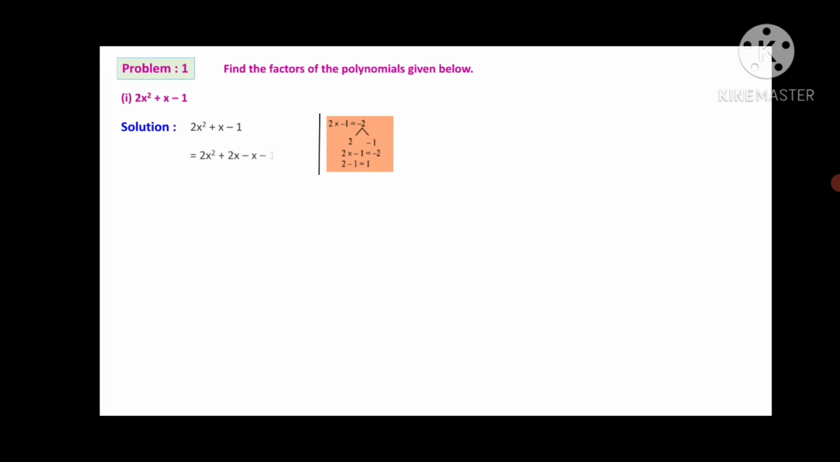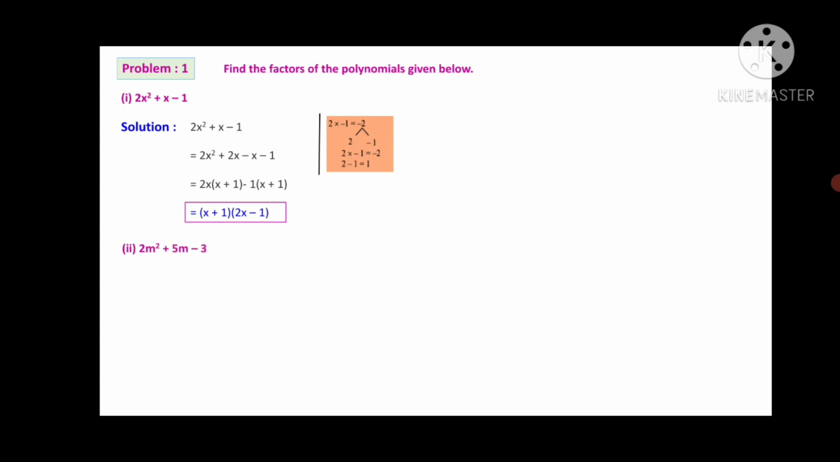Therefore 2x square plus 2x minus x minus 1. Here 2x is common and can be taken out, and the bracket left is x plus 1. And in the next two terms minus 1 is common, with x plus 1 in the bracket. So among these, x plus 1 in one bracket, and 2x minus 1 will be in the second bracket.